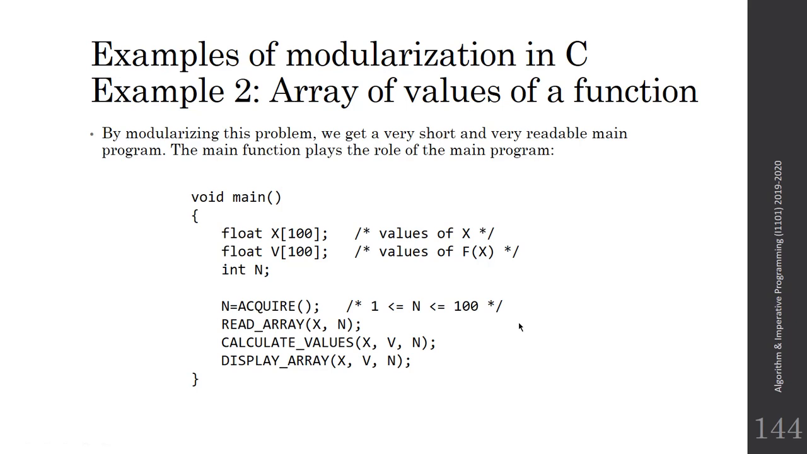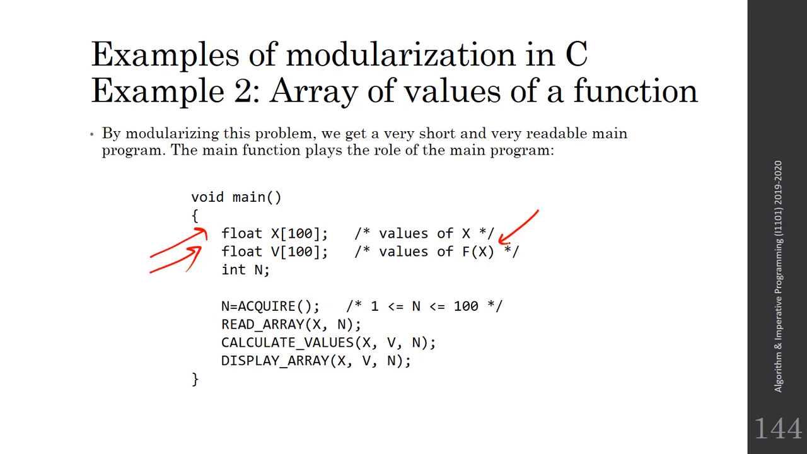So again here, let's see how it will work. We have two arrays. X is the input, so those are the values that the user would enter. Float v, those are the output. It contains the value of f of x. We will write at least 4 functions, however we will write more.